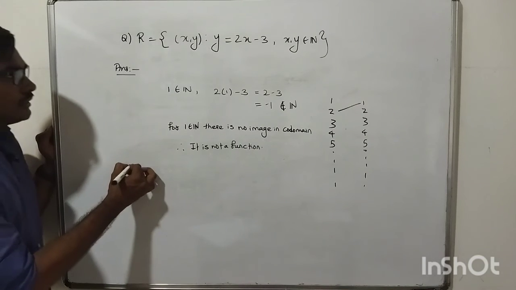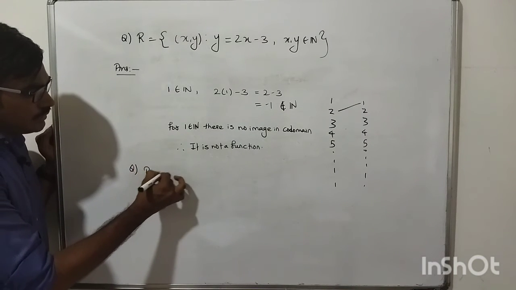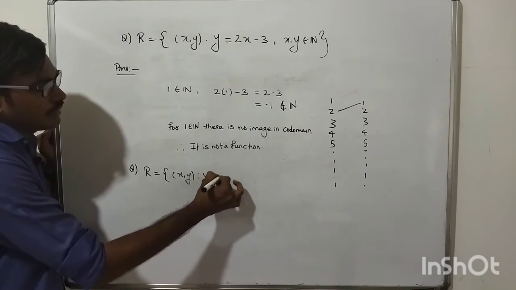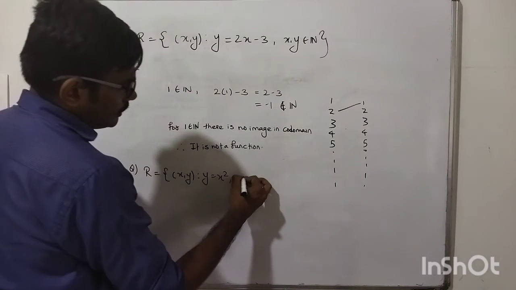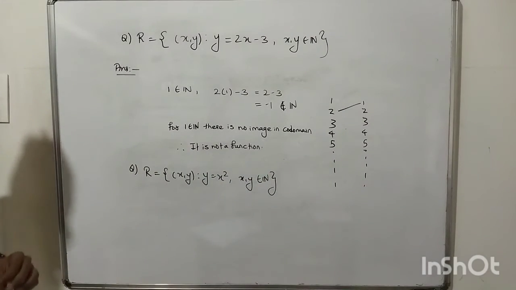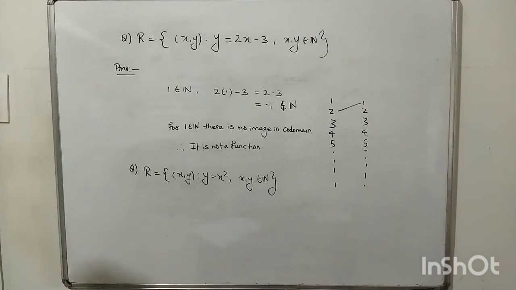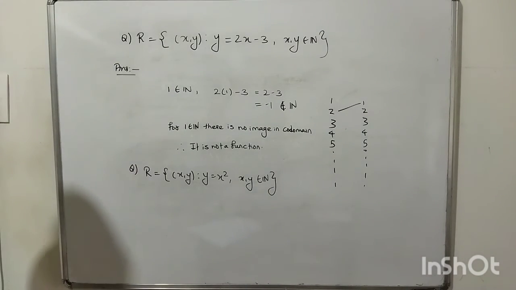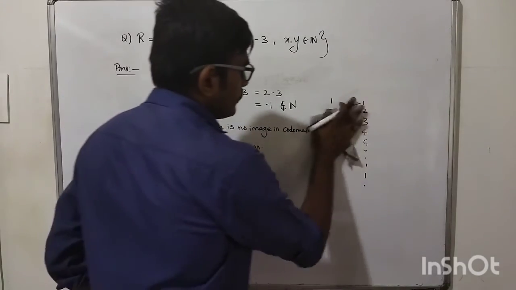Next, see the question. R is equal to {(x, y) such that y is equal to x square, and x, y belong to the set of natural numbers}. Now it is a function. You can check. x, y belong to the set of natural numbers means the first set is natural numbers and the second set is also natural numbers.